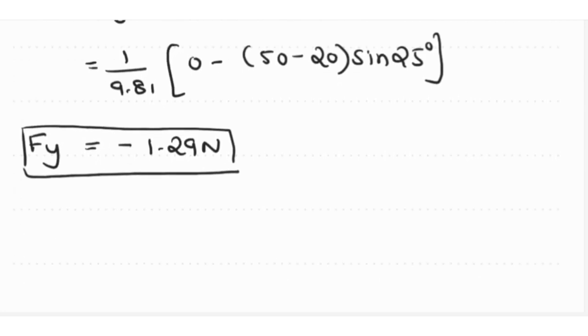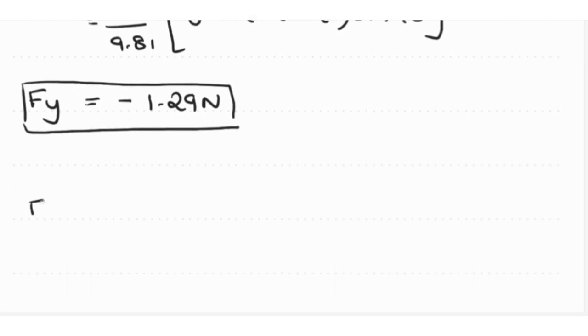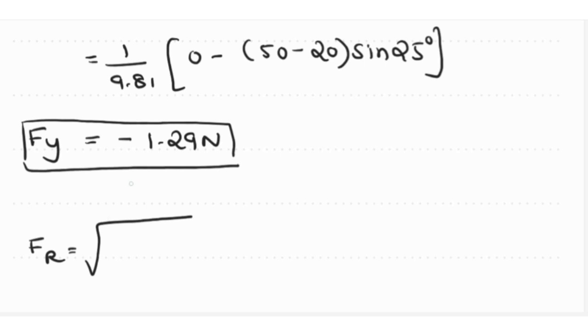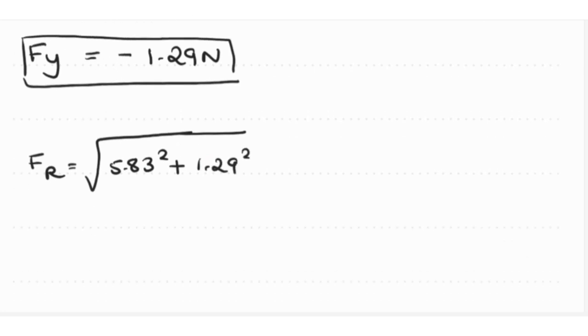So now we got Fx and Fy, so we can calculate the resultant force. Fr is equal to square root of Fx square plus Fy square, so that is 5.83 square plus 1.29 square, so Fr will be equal to 5.97. Here the unit is Newton per Newton.